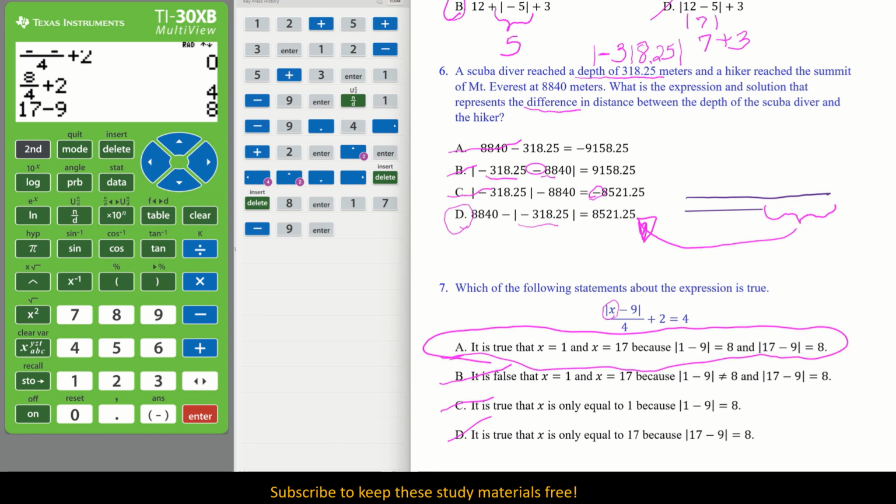Okay. All right, we've used our calculator to show it. Unfortunately, we have to know what to do with absolute value because our calculator isn't going to tell us in this case. Okay, this is the last question in this particular video.